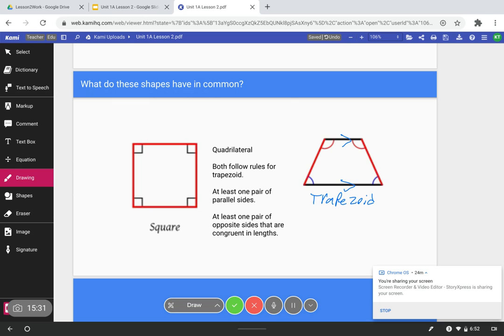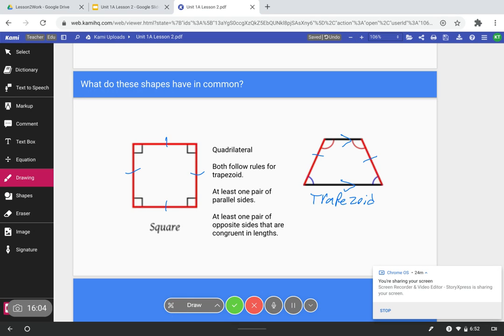And finally, at least one pair of opposite sides that are congruent in length. Notice how these red lines on the trapezoid are congruent in length. And the square has at least one pair of congruent lengths. It actually has two pairs of congruent lengths. Well, if we want to be technical, all four sides are congruent. But yes, it does have at least one pair of congruent lengths.